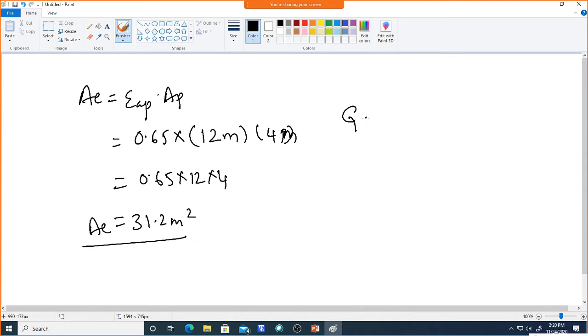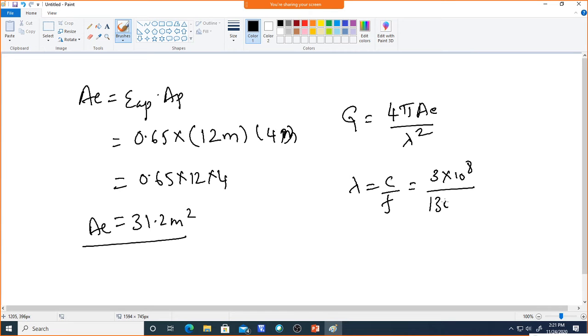So gain equals 4 pi AE by lambda square. Now lambda you have to find out at 1300 megahertz, which is given by 3 into 10 power 8 divided by 1300 into 10 power 6. So find out lambda and substitute here. You know AE, the 31.2 meter square. Now find out the gain.